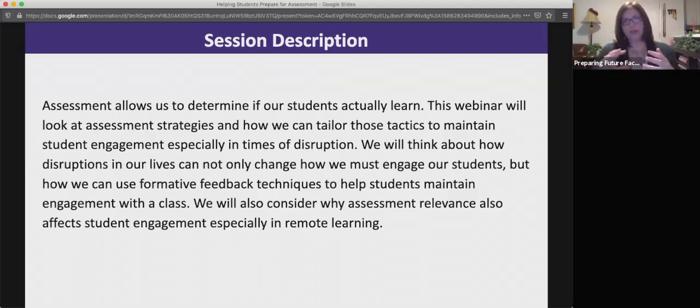So where we're going today is that we really want to look at assessment and how we can tailor our assessment strategies to engage students, especially in times of disruption and remote learning. We want to think about especially how we can use formative feedback techniques and how those might have to change from how they might look in the classroom to how they could look online.